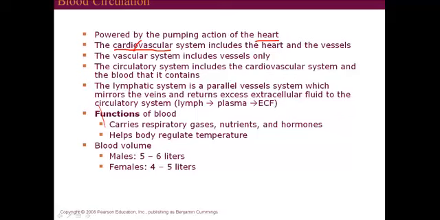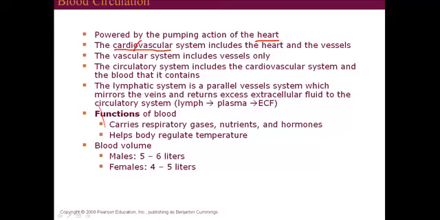The lymphatic system, which can also be included in this, is a parallel vessel system which mirrors the veins and returns excess extracellular fluid to the circulatory system. So it goes from a capillary bed, the lymph is picked up in lymphatic vessels, that is the same as plasma, and it's the same as extracellular fluid.